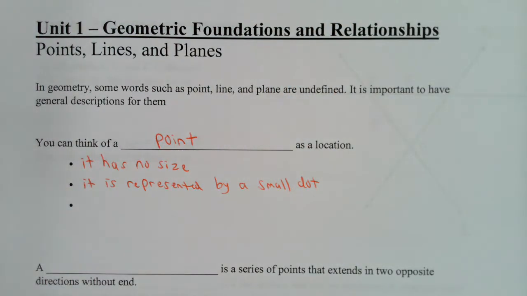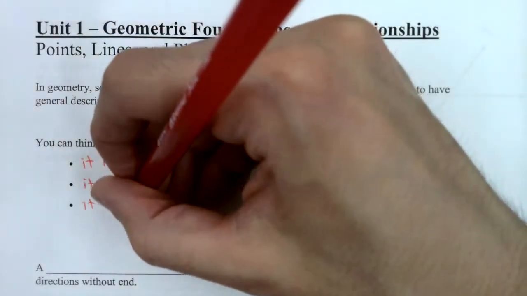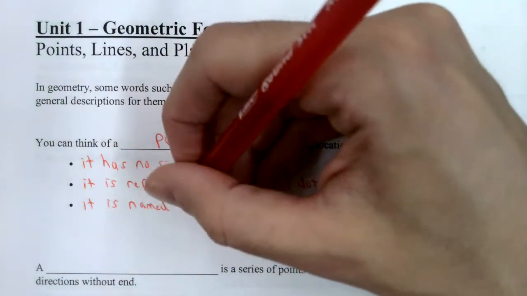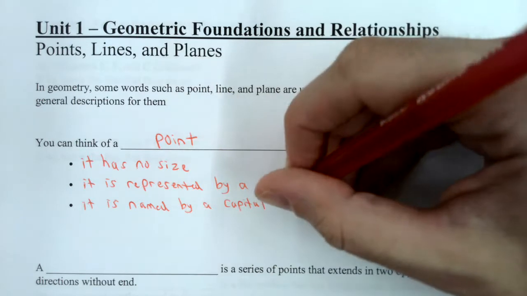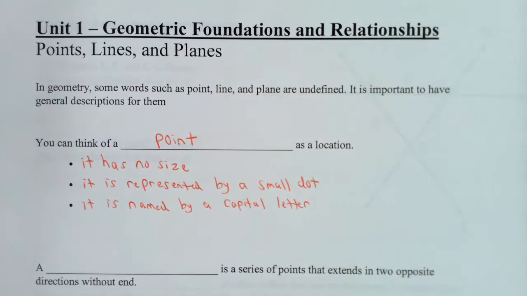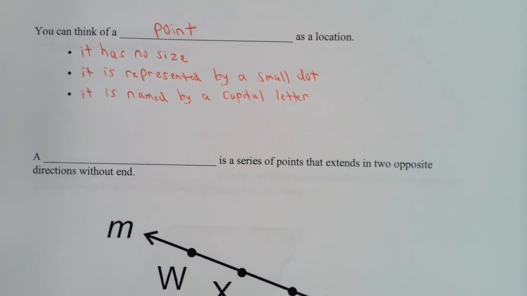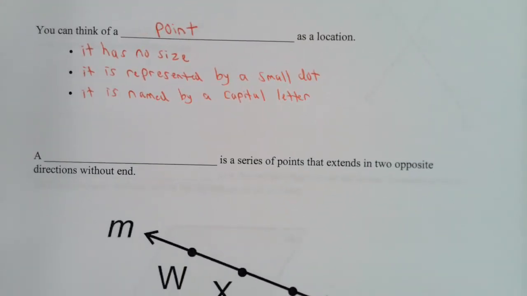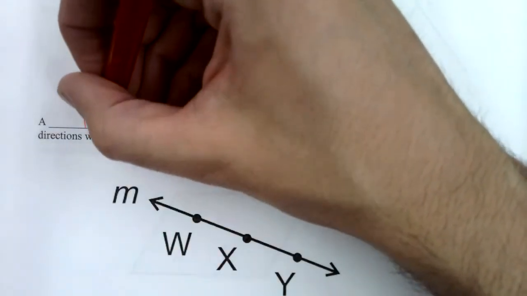Okay, and when you name points, you name them with a capital letter. All right, this next description is going to be a line. A line is a series of points that extends in two opposite directions without ends. That's a line.